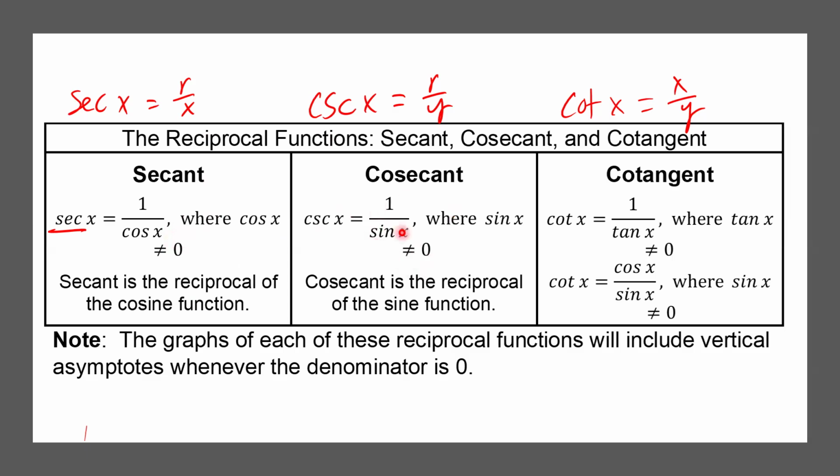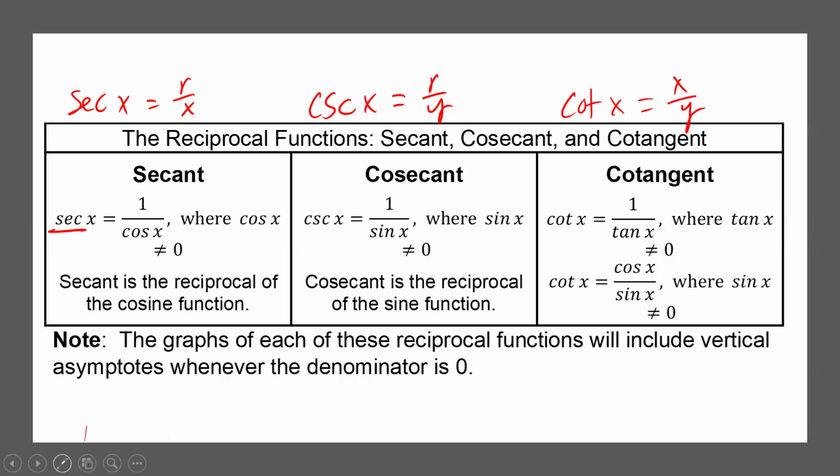Cosecant is 1 over sine x, so y's in the denominator. On our unit circle, when does y equal 0? There you go, at pi and 0. So at all coterminal values of 0 and pi, or 0 and 180, you're going to have a vertical asymptote, okay? Those vertical asymptotes are going to be the same for cotangent because that's when y's in the denominator, okay?